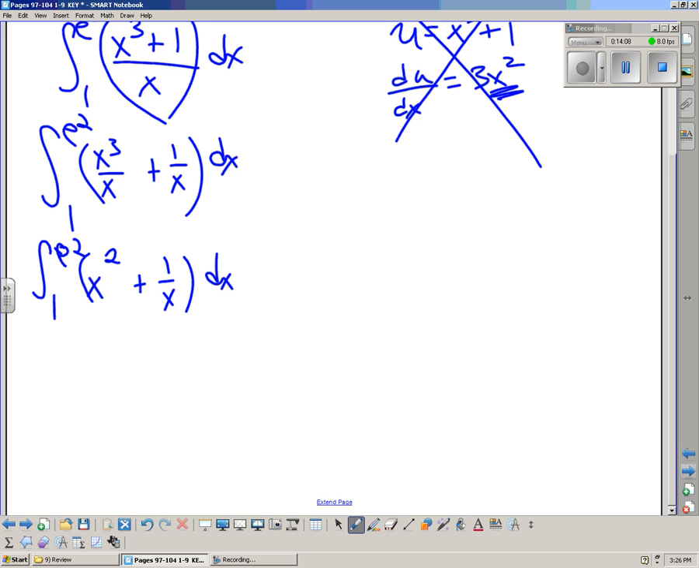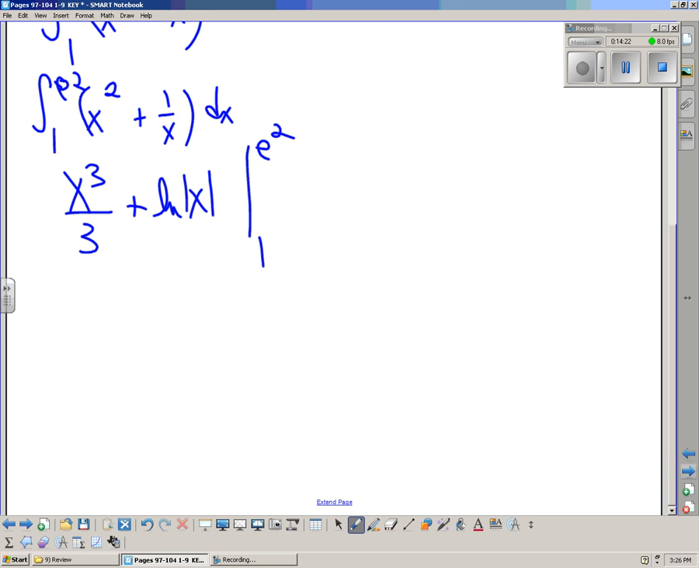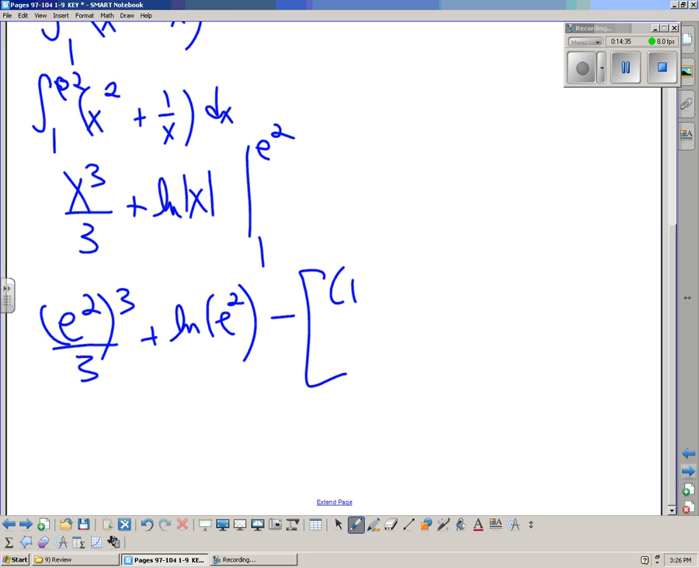All right, anyway, you're going to take the antiderivative of both terms now. So the antiderivative of x squared is x cubed over 3. Antiderivative of 1 over x is natural log of absolute value of x. Evaluate this whole thing from 1 to e squared. So now we have e squared cubed over 3 plus the natural log of absolute value of e squared. I'm not even going to put the absolute value bars in because e squared is already positive. Minus 1 cubed over 3 plus ln of absolute value of 1.